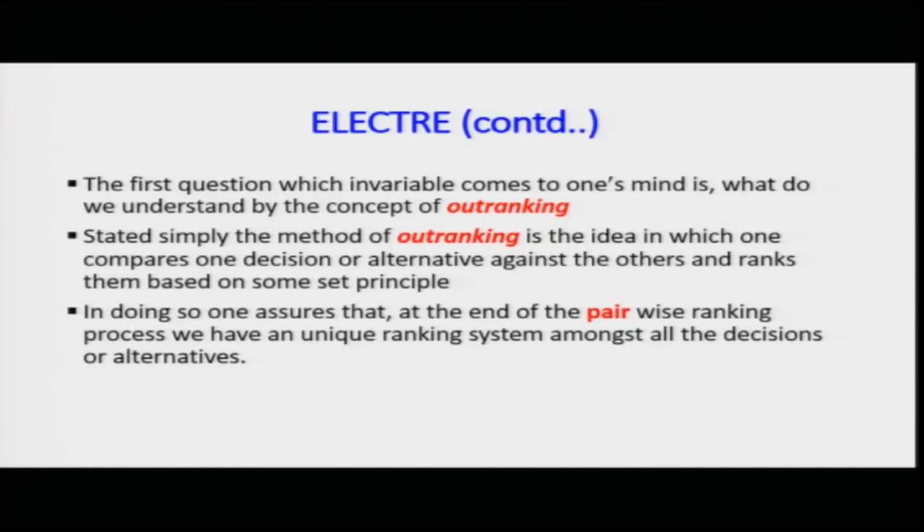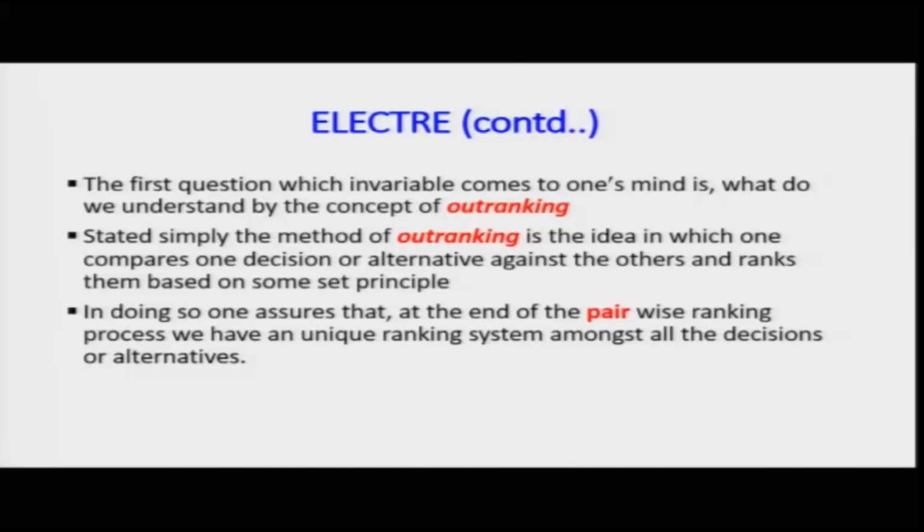The first question which invariably comes to one's mind is, what do we understand by the concept of outranking? So, what does outranking mean? Does it mean a relative score? Does it give us an absolute score? Stated very simply, the method of outranking is the idea in which one compares one decision or alternative against all others and ranks them based on some set principle. As you do that, you are trying to find out the relative score where the decision and the alternative stands with respect to all the other decisions and alternatives.